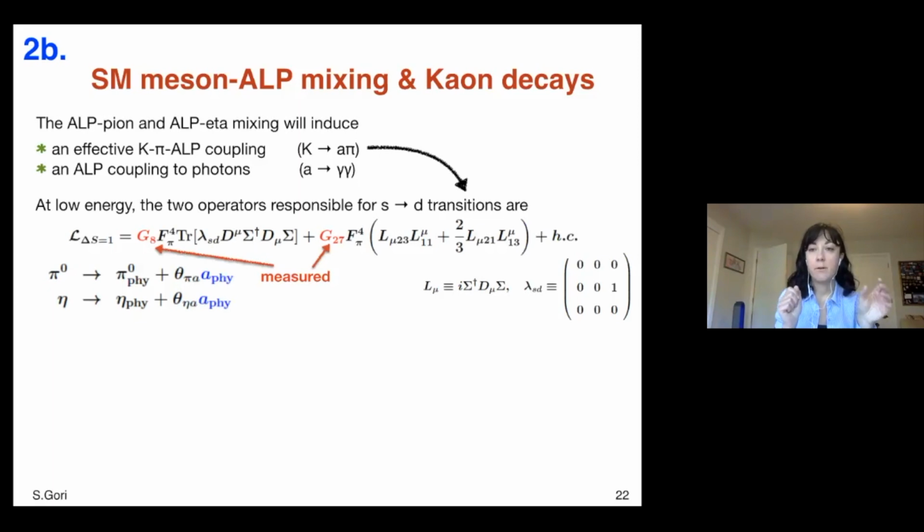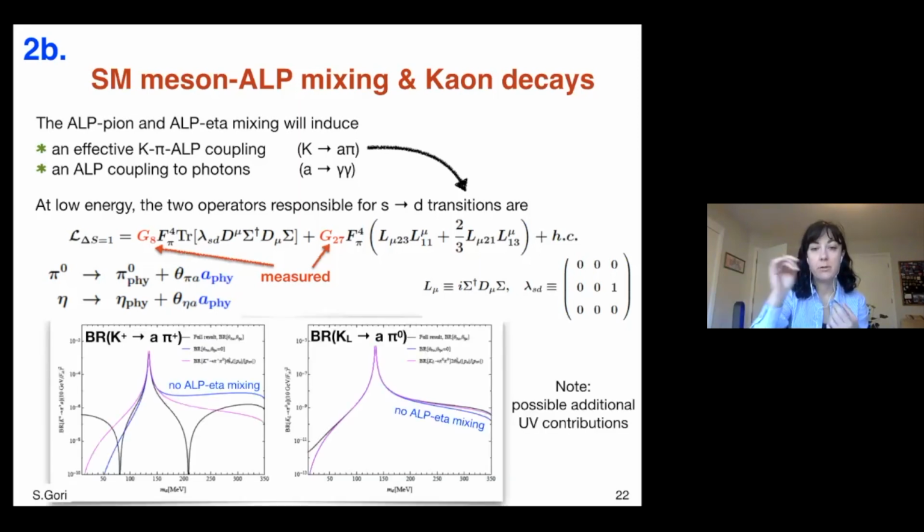The two operators will have in front Wilson coefficients that are actually measured, because these will mediate K to pi or K to eta transitions in the standard model. So these G8 and G27 coefficients are measured. And then these operators, once we introduce the ALP mixing with a pion and the eta of the standard model, will also lead to a K to pi A transition. Okay. And what is interesting is that actually we can compute the rate, and let me show you the plots for the branching ratio of the charged mode or the neutral mode.